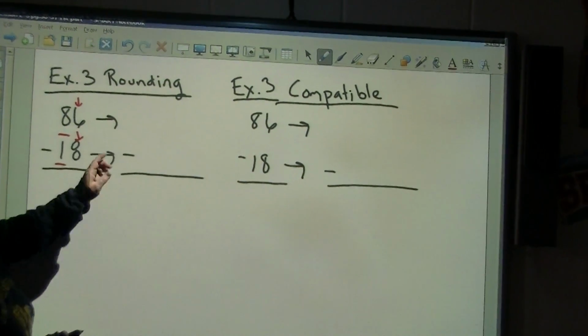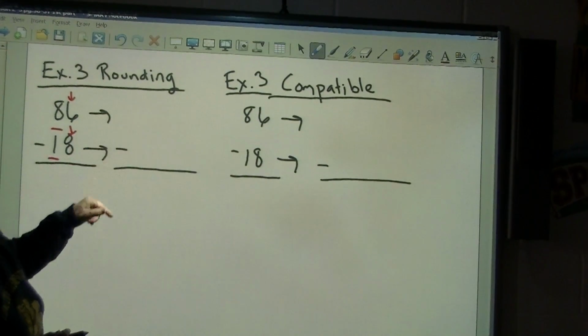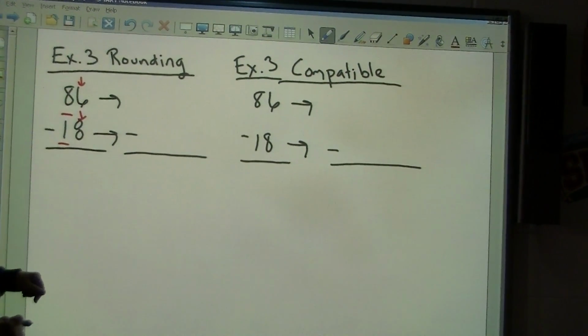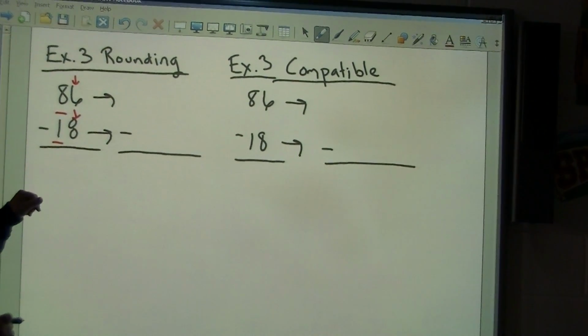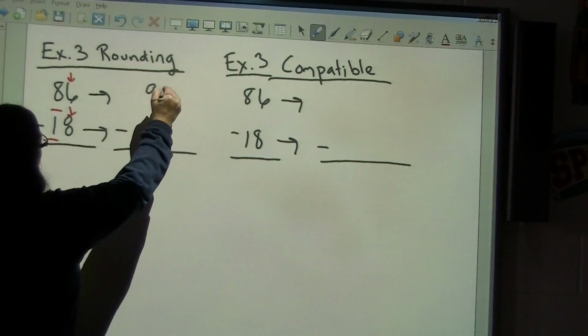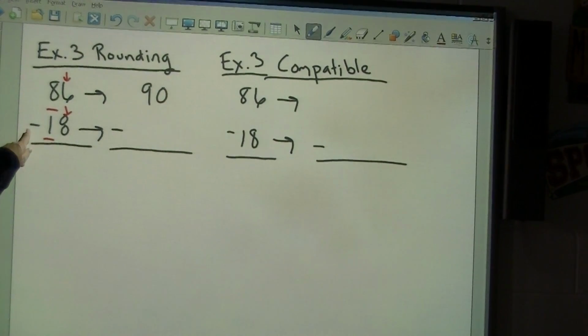Okay, let's do another one. Example number 3 for rounding. 86. We have 8 gets underlined, the 6 gets the arrow. 6 tells us to round which way? Yes, good, up. So 8 goes to a what? 9. Perfect.